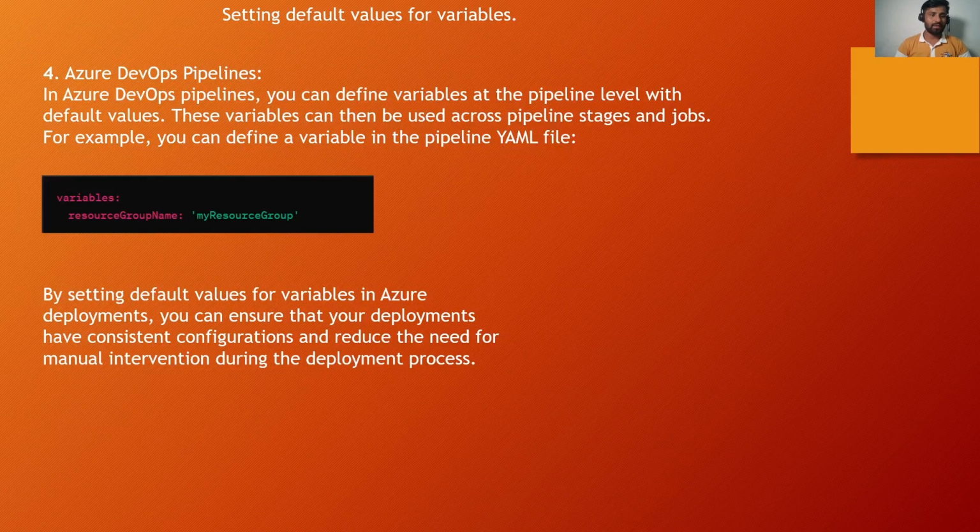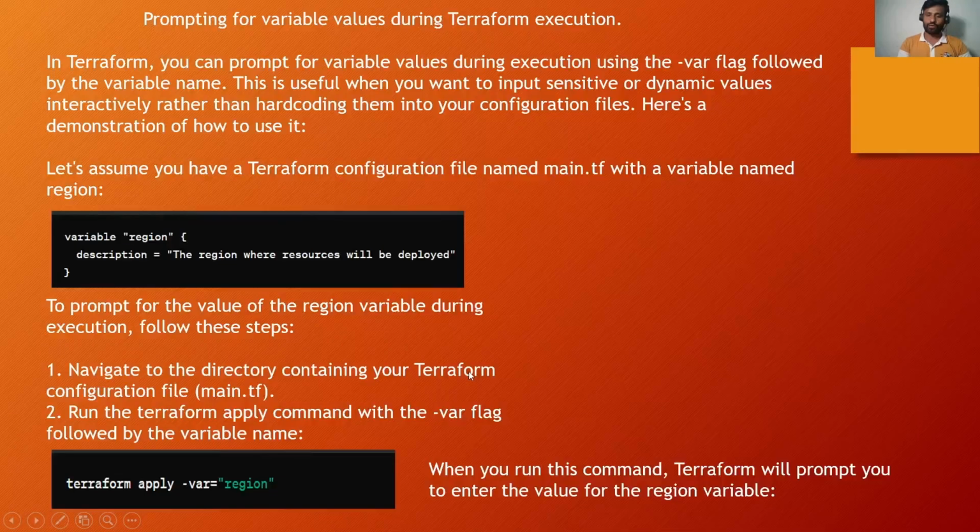For example, you can define a variable in the pipeline YAML file. So while using the YAML file, we write like this, right? By setting default values for variables in Azure deployments, you can ensure that your deployments have consistent configuration and reduce the need for manual intervention during the deployment process.